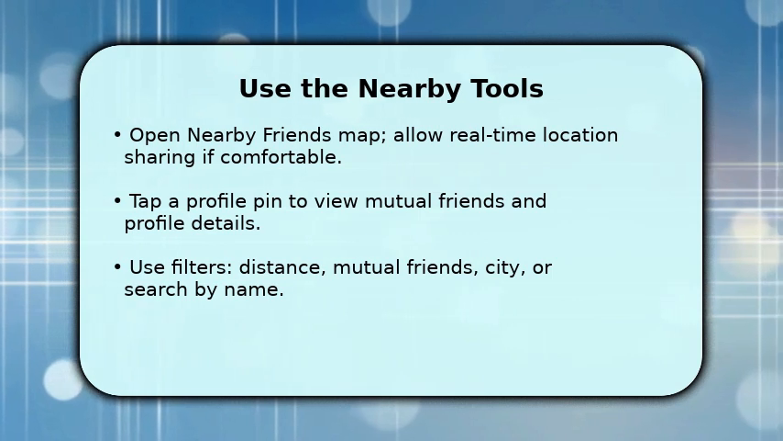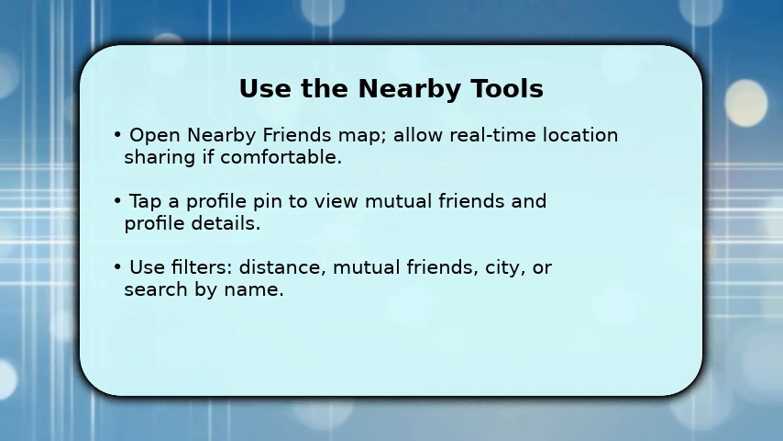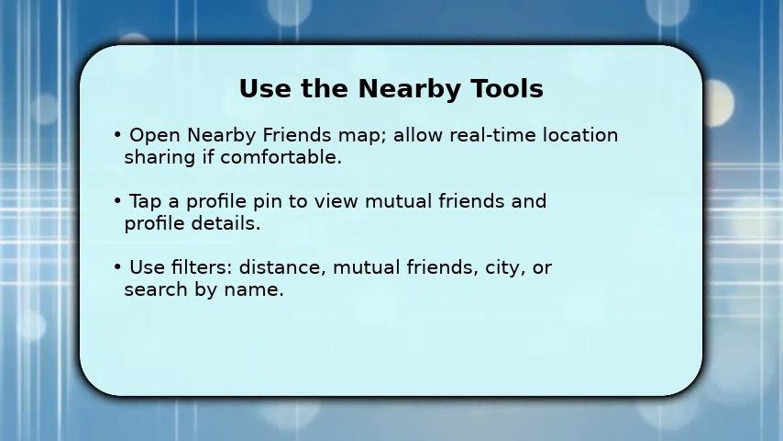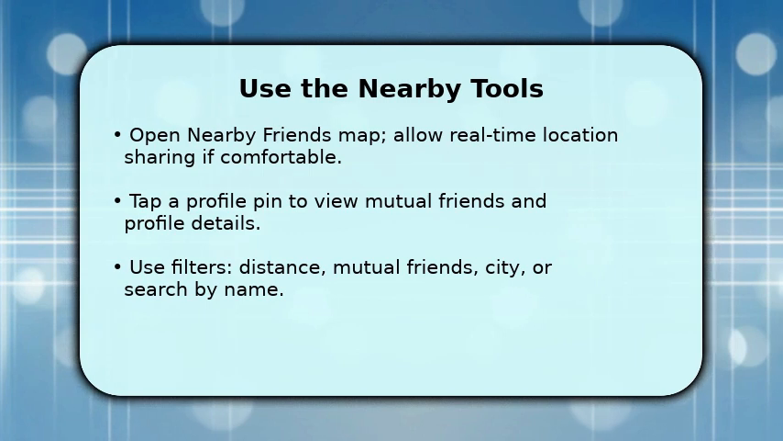Once you've identified someone, use filters like distance or mutual friends to narrow options. This helps you prioritize likely connections and avoid random requests to people with no shared context.